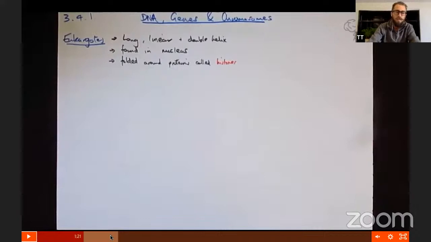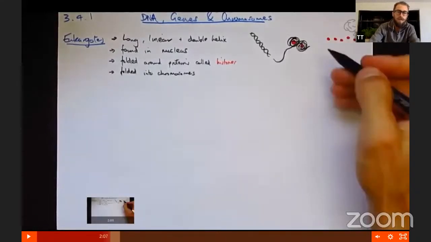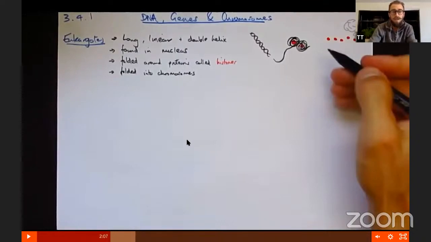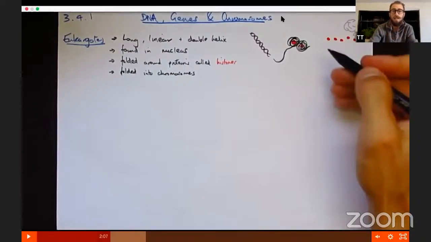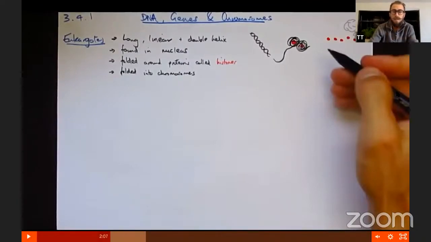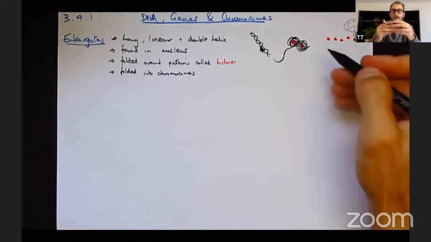So if we put that in note form, we can say it's long and linear. It's associated into a double helix. So this is our double helix here. And if we were to represent that double helix as just a line, the red dots being the histones, the proteins, that's where you get this coiling. The helix is coiled around these histones to form super tight coils.